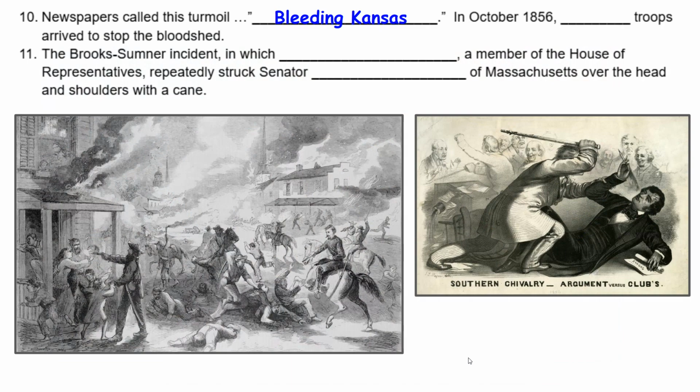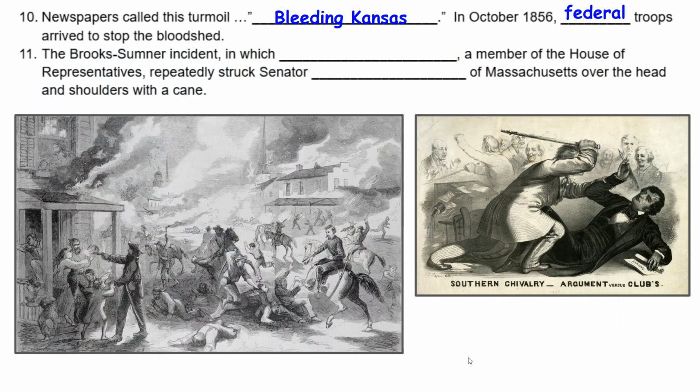By October of 1856, federal troops had arrived to stop the bloodshed. But there were still divisions, and these divisions are going to be pretty obvious as we get into the war years, because you're going to find neighbors joining up with different forces based on their beliefs.